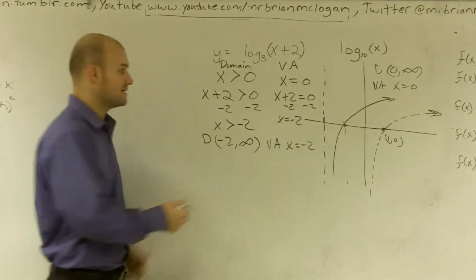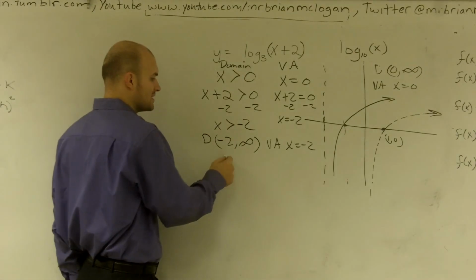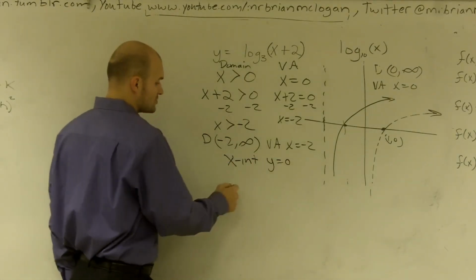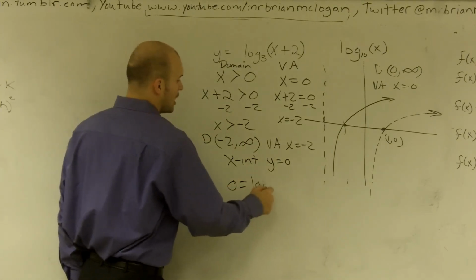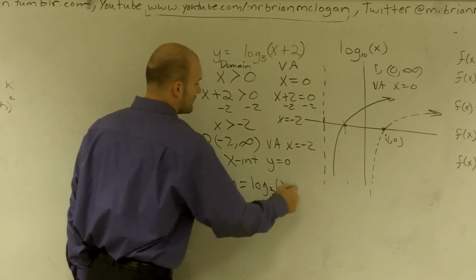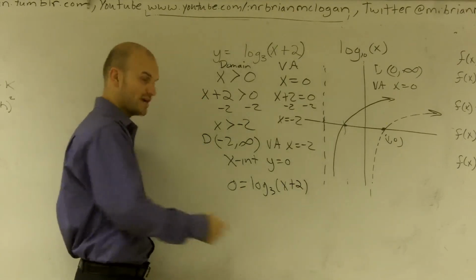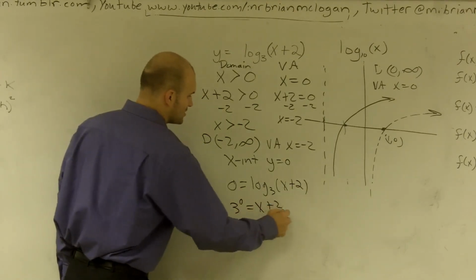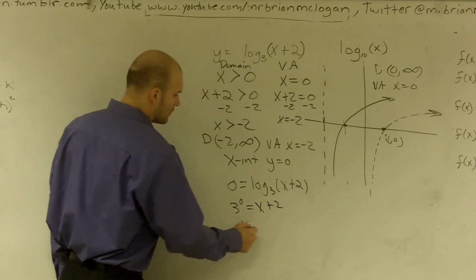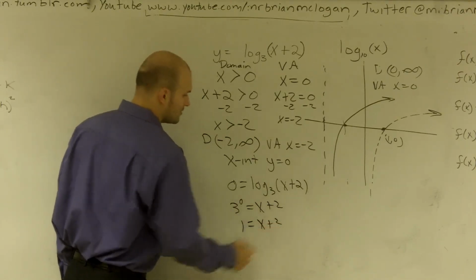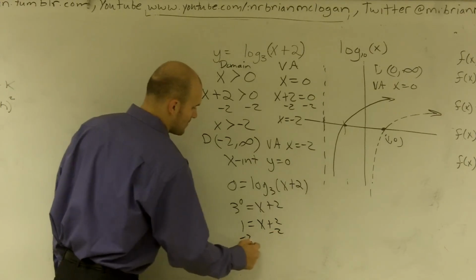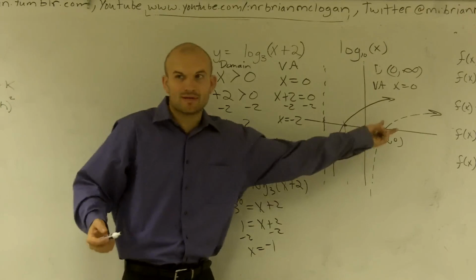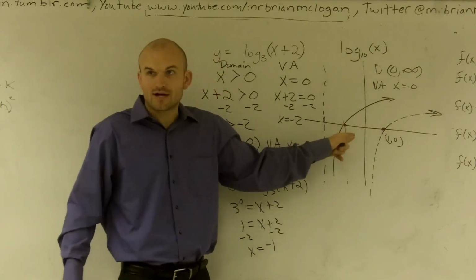The last thing we need to do is find the y-intercept, or I'm sorry, the x-intercept. So the x-intercept is when y equals 0. So I say 0 equals log base 3 of x plus 2. So transfer this to exponential form. 3 to the 0 equals x plus 2. 3 raised to 0 is 1 equals x plus 2. Subtract 2, x equals -1. And you guys can see when we just did that, that's where it crosses, x equals -1.